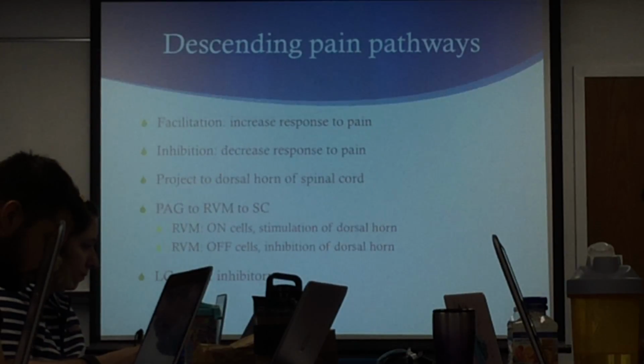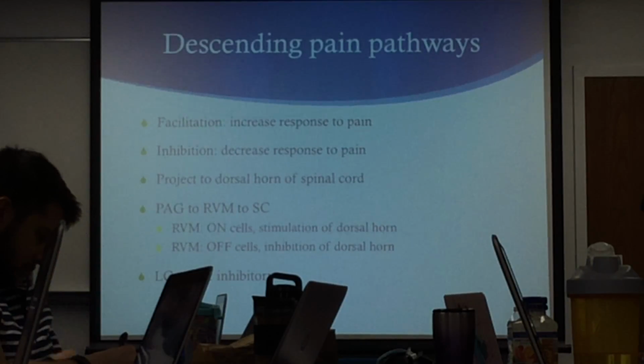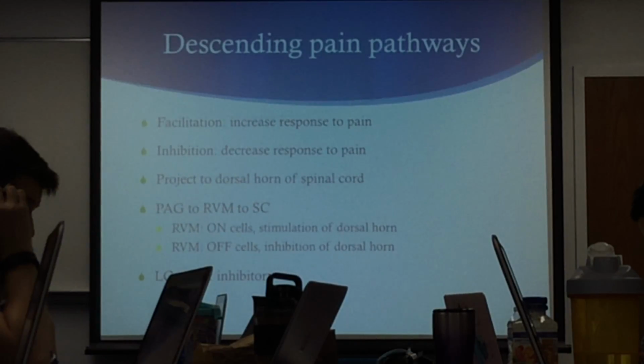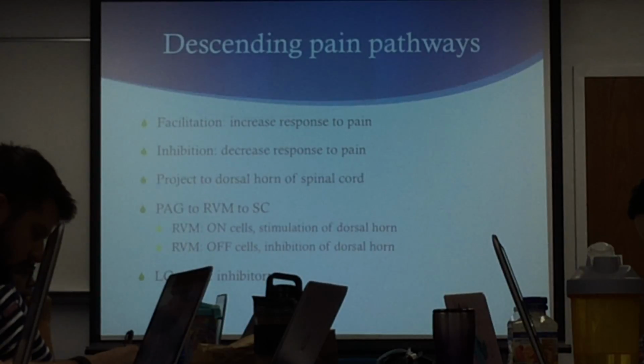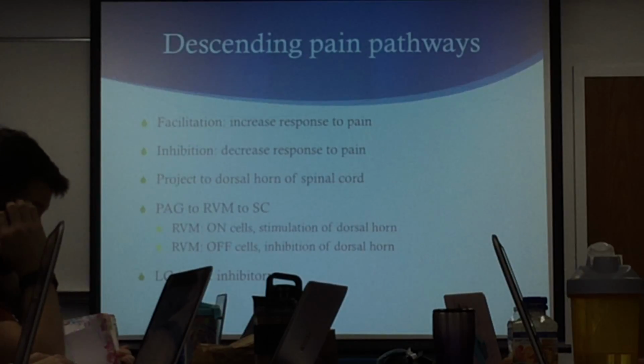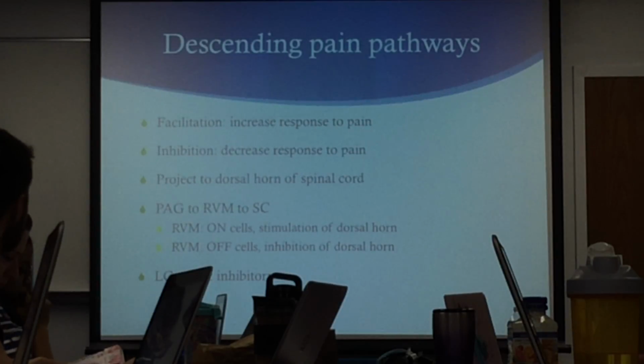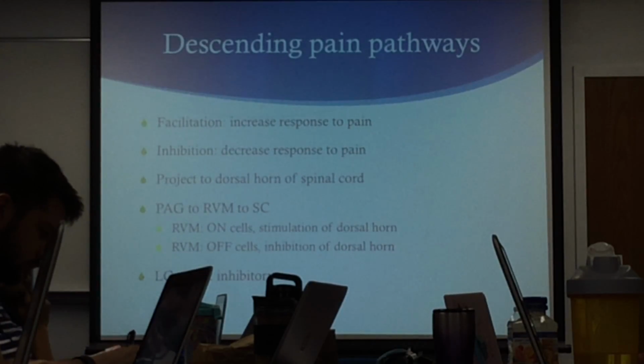So your brain has ways of trying to mitigate incoming pain signals at the level of the spinal cord. There are two main systems, facilitation and inhibition, and they do exactly what it sounds like. The descending facilitatory pathways increase the response, and the descending inhibitory pathways decrease it. As I said, they both project to the dorsal horn of the spinal cord. There are two main pathways through which this works. One is the periaqueductal gray, which projects to the rostroventral medulla, which then sends projections to the spinal cord.